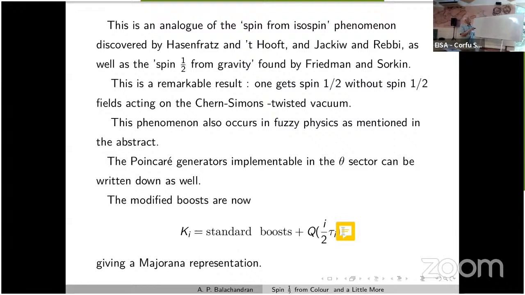This phenomenon also occurs in fuzzy physics. When we add instanton terms in fuzzy physics, in our book, which I wrote with Sachin and Sechkin, we already found projective modules which describe the instanton sectors very much like here. And we found that the appropriate projectors creating the projective modules have the property that they mix spin and isospin. So in our published book, this phenomenon is described.